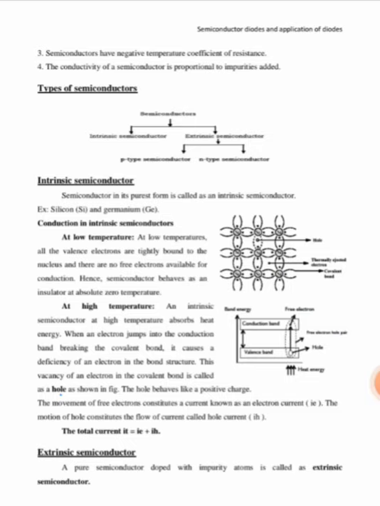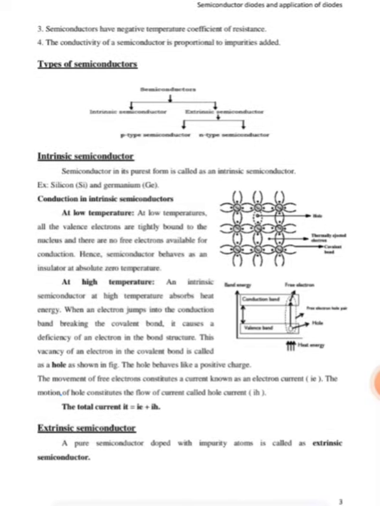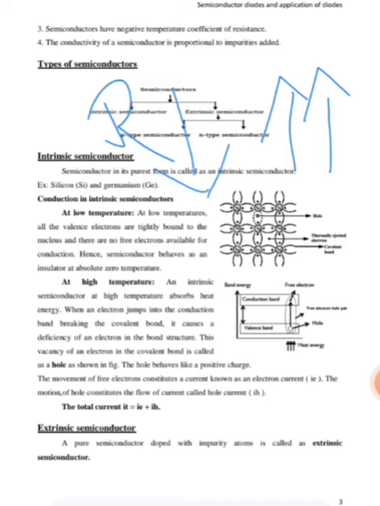The next property of these semiconductors is that semiconductors have a negative temperature coefficient of resistance. That is, if the external temperature applied to the semiconductor increases, then the resistance of that semiconductor decreases. The resistance keeps decreasing with the increase in temperature. That we are going to deal with later.